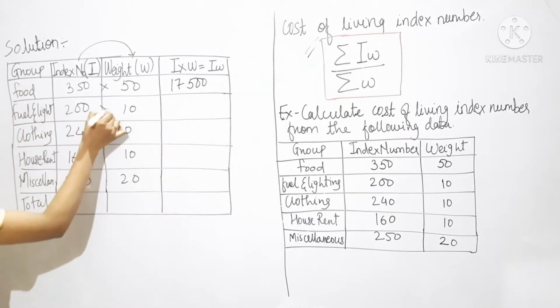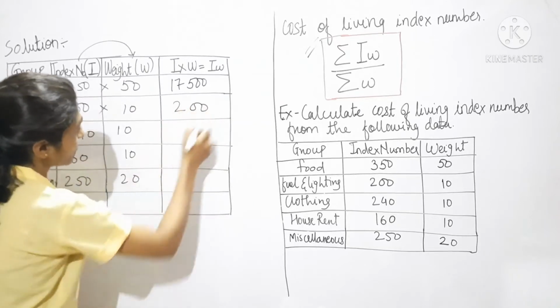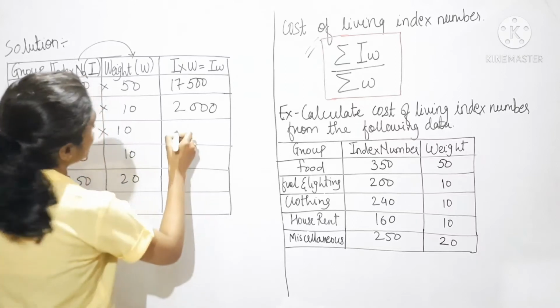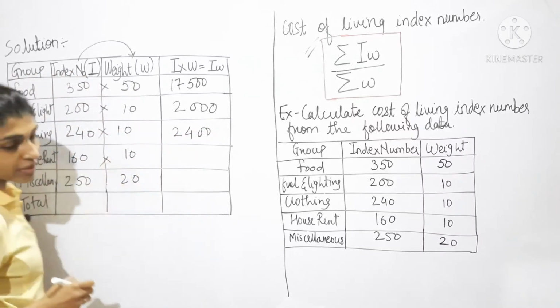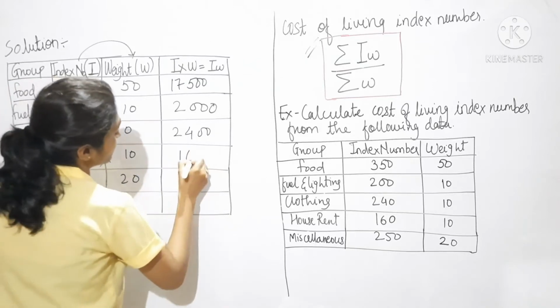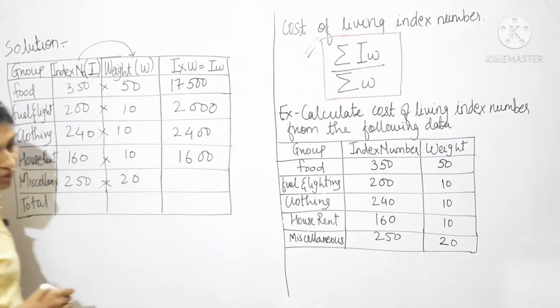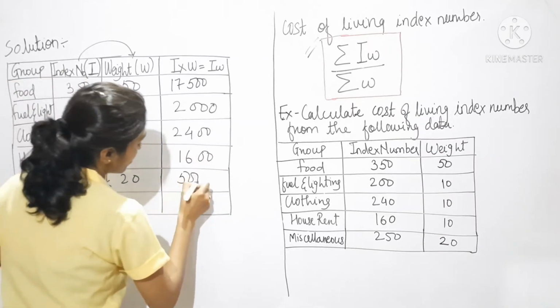So multiply index number by weight and write the answer here. 200 multiplied by 10, we get 2000. 240 multiplied by 10, 2400. 160 multiplied by 10, 1600. 250 multiplied by 20, we get 5000.